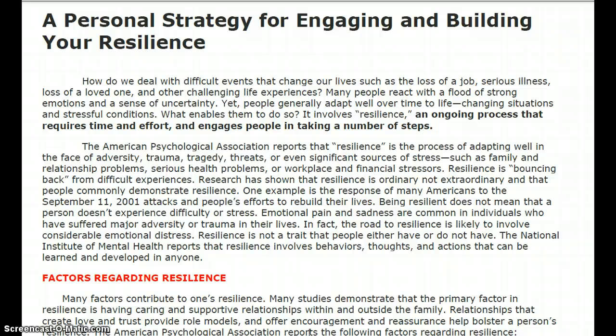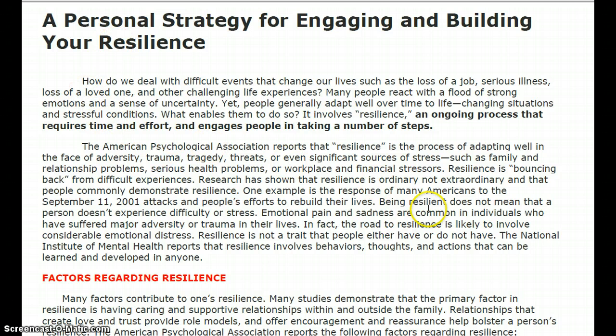The first thing that you need to do is to read an article that I have posted. This article is about resiliency, and it's called A Personal Strategy for Engaging and Building Your Resilience. This is from the American Psychological Association. It's from a psychology textbook chapter, and you'll be reading this. This article is organized as an exemplification article. So you would read this article, make sense of it.